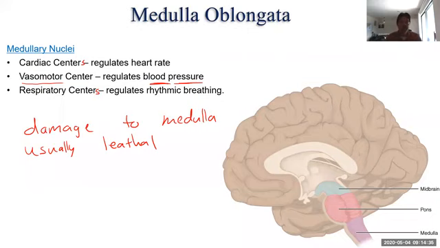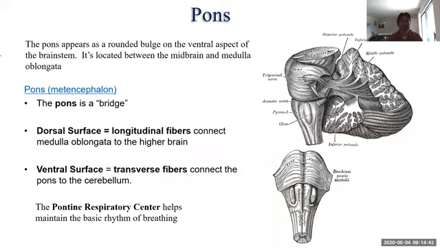As we move up, the next area or next stop is the metencephalon. And the metencephalon, just a reminder, will give rise to both the pons on the anterior surface here, or the ventral surface, and the cerebellum on the posterior surface. So we're going to add the pons and the cerebellum. I'll talk more about the cerebellum here in a second. But these two are coming from the same level, as we can see from this cross section.